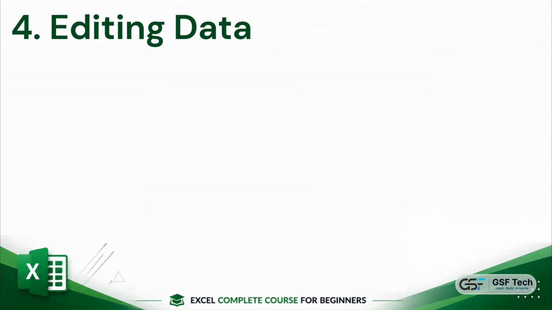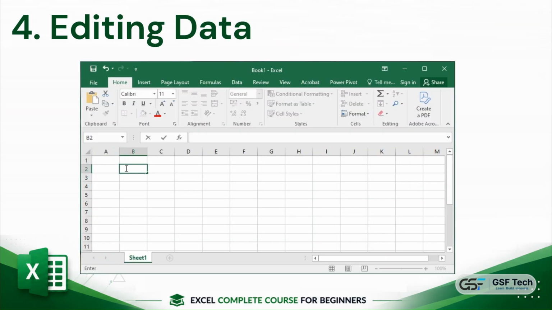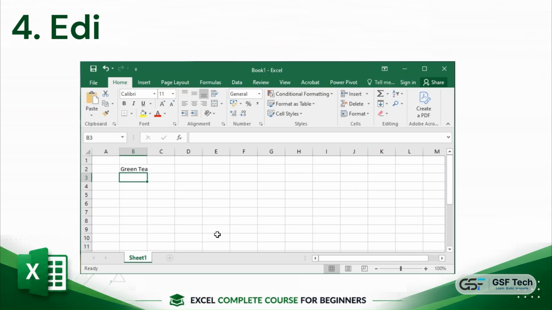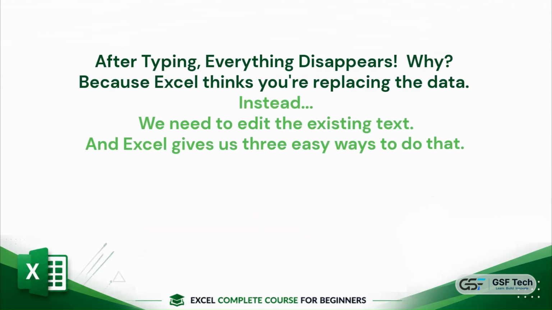4. Editing data. Let's type green tea. Perfect. Now I don't want to replace it. I only want to add one more word. The final result should be green tea latte. But here's the mistake beginners make. They single click and start typing. And suddenly, everything disappears. Why? Because Excel thinks you're replacing the data.